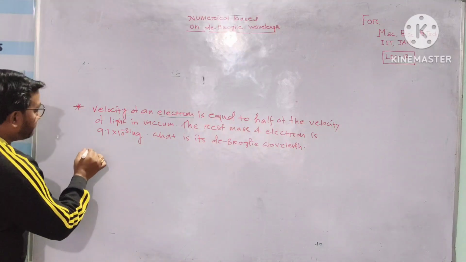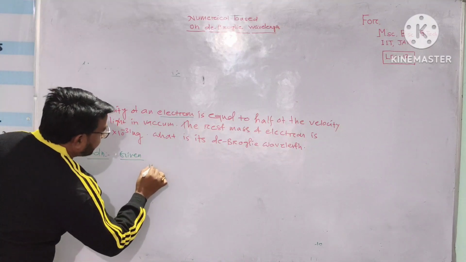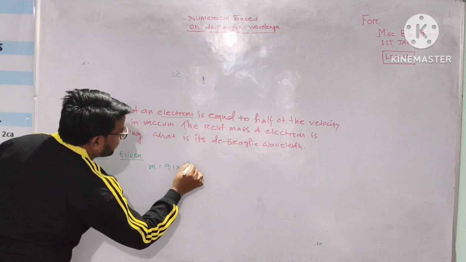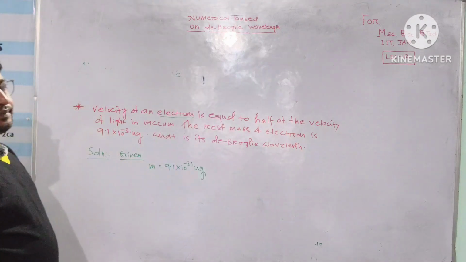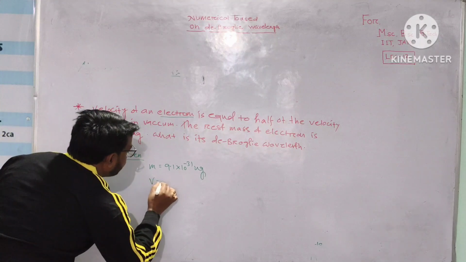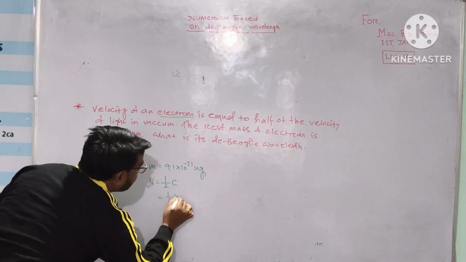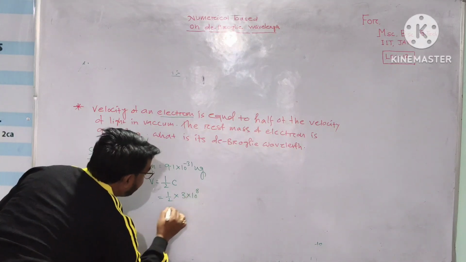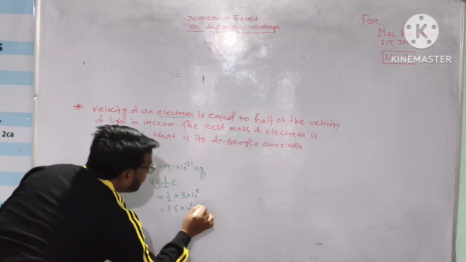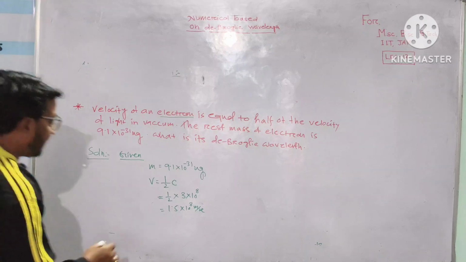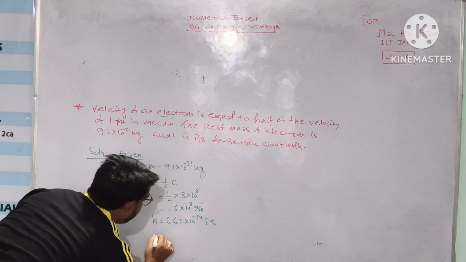Okay. Solution. From the given information, we can write mass of electron equal 9.1 into 10 to the power minus 31 kg. And velocity of electron is equal to half of the velocity of light in vacuum. So v equal half into c, where c means speed of light. Half c, with c equal 3 into 10 to the power 8 meter per second, gives 1.5 into 10 to the power 8 meter per second. This is the velocity of the electron. And Planck constant h equal 6.62 into 10 to the power minus 34 joule second.